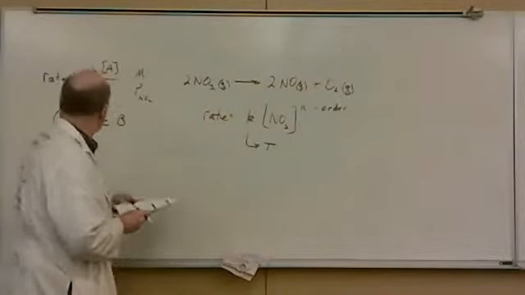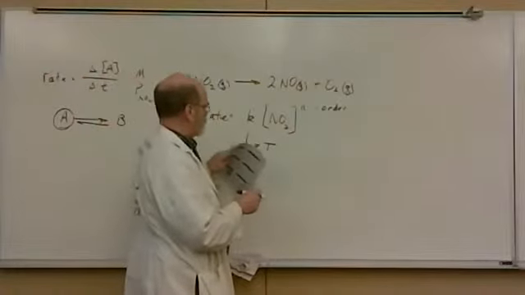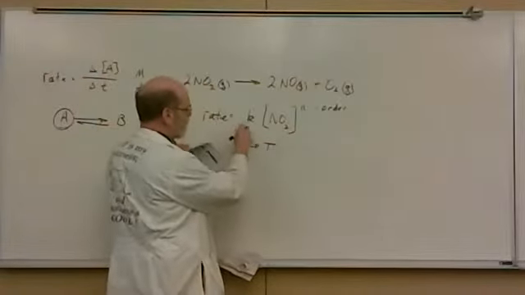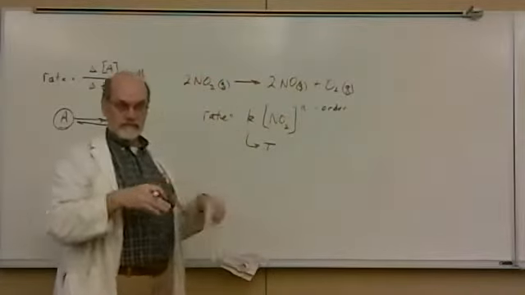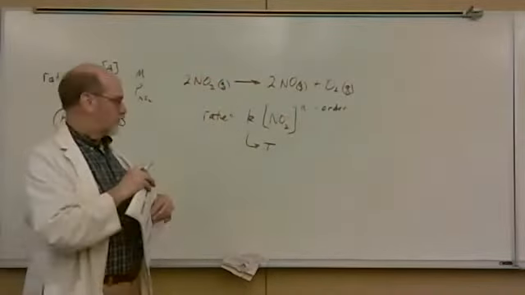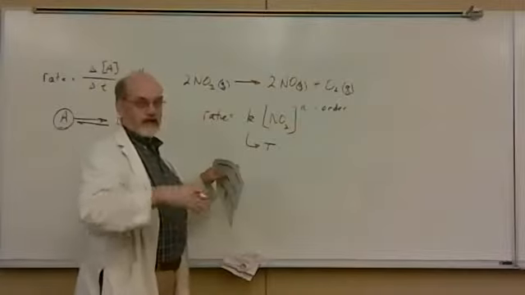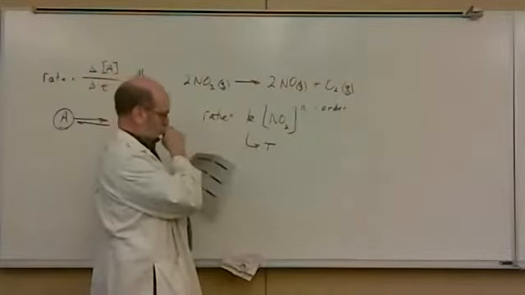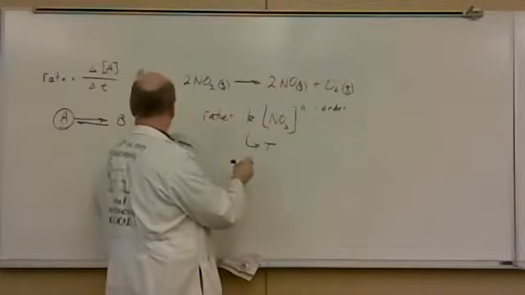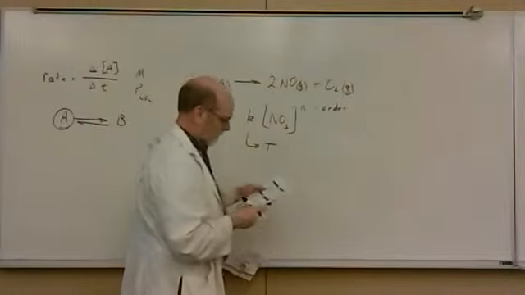Okay, I mentioned initial rates. We typically determine these values at the very beginning of the reaction. Now, that doesn't mean we can't let the reaction proceed, but in order to minimize the reverse reactions, we want to look at the reaction at the very beginning.